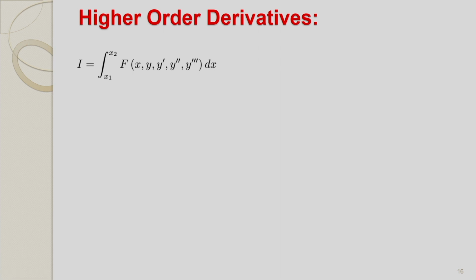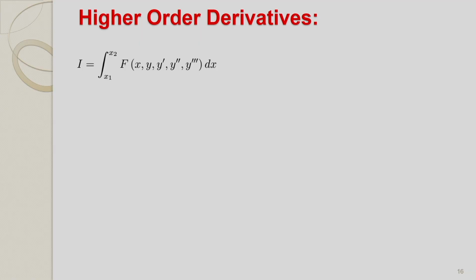So, we know for minimizing this functional, the first variation delta I should be 0. Now, we can use the chain rule to rewrite this.